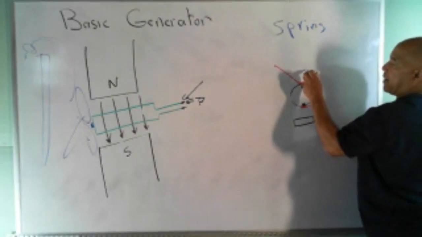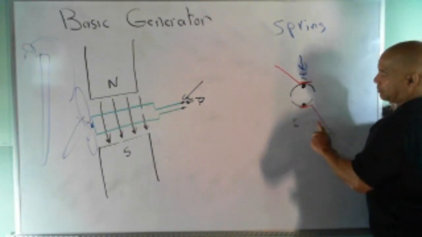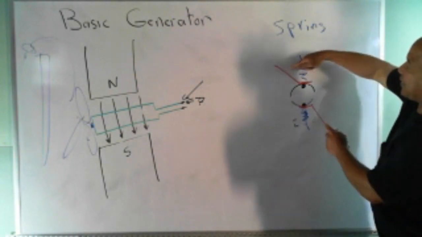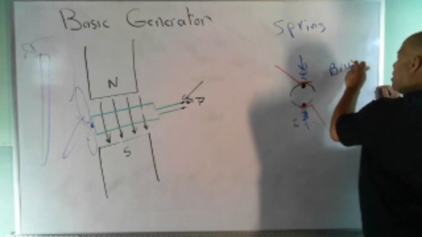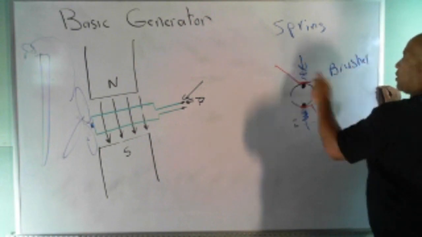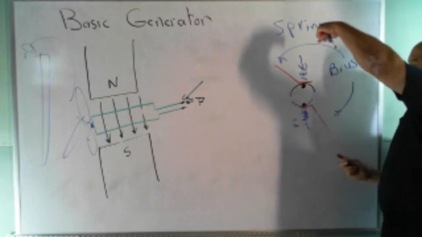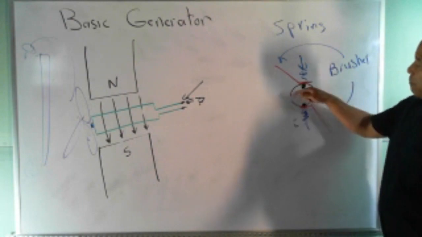And that spring is pushing down that way, and this spring is pushing up that way. It's basically keeping these copper brushes, these are called brushes, that and that are brushes. These springs are keeping those brushes against these half pieces of metal.